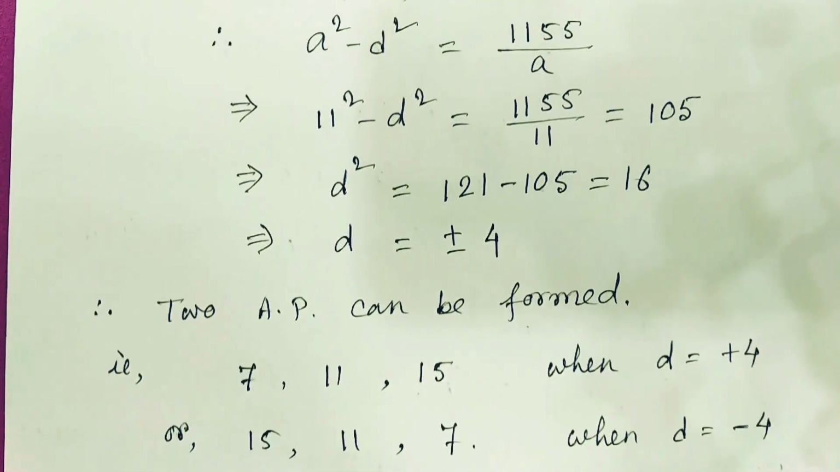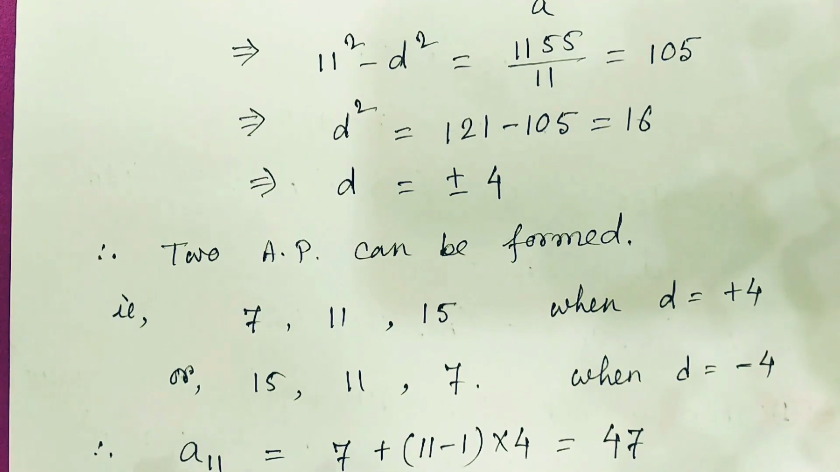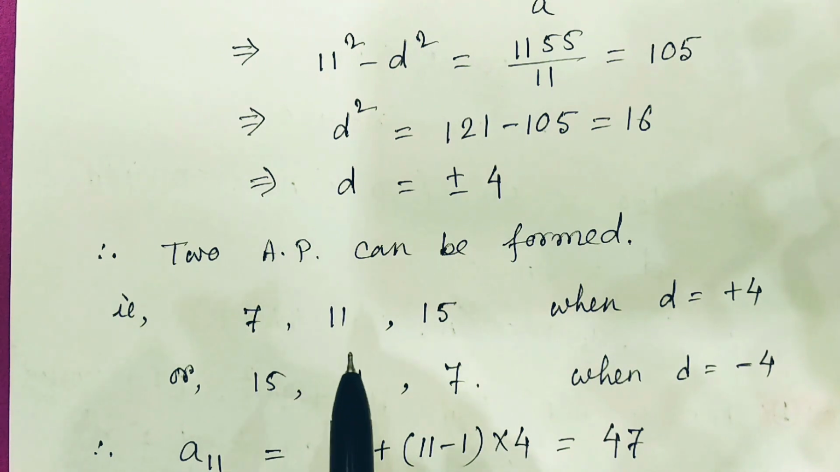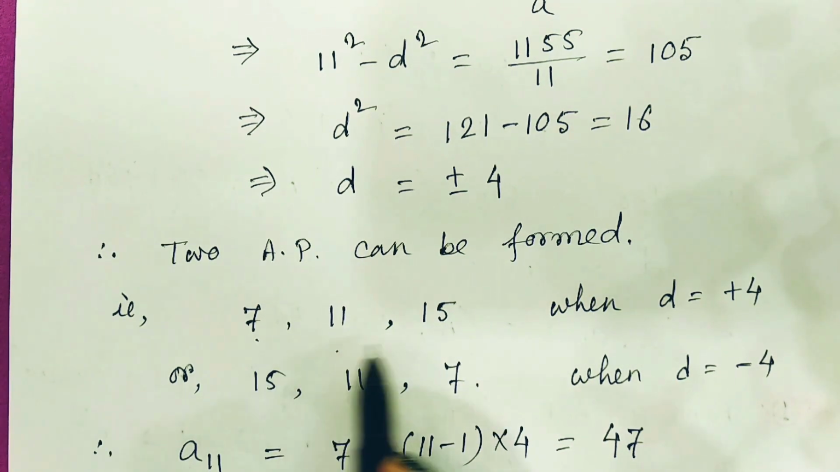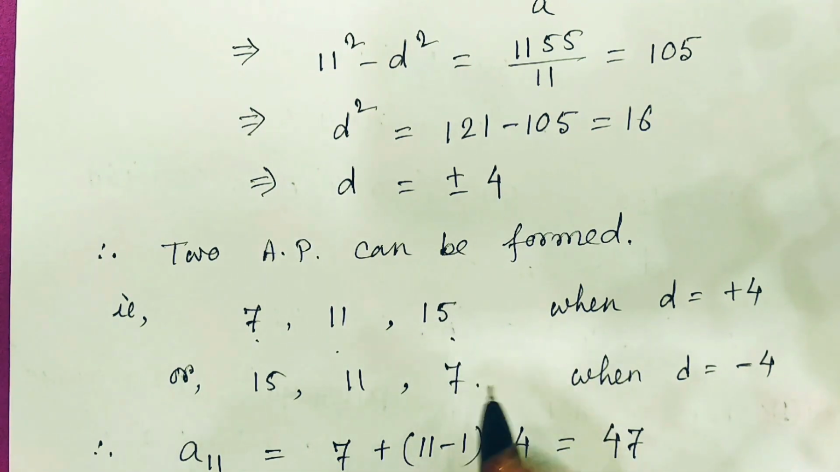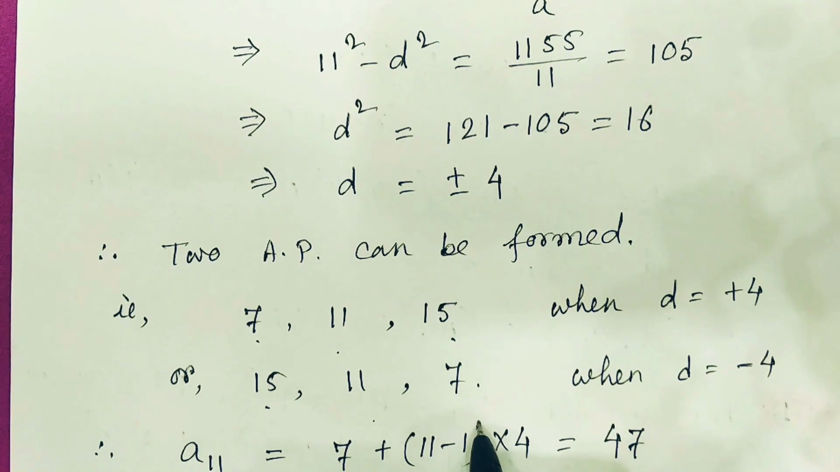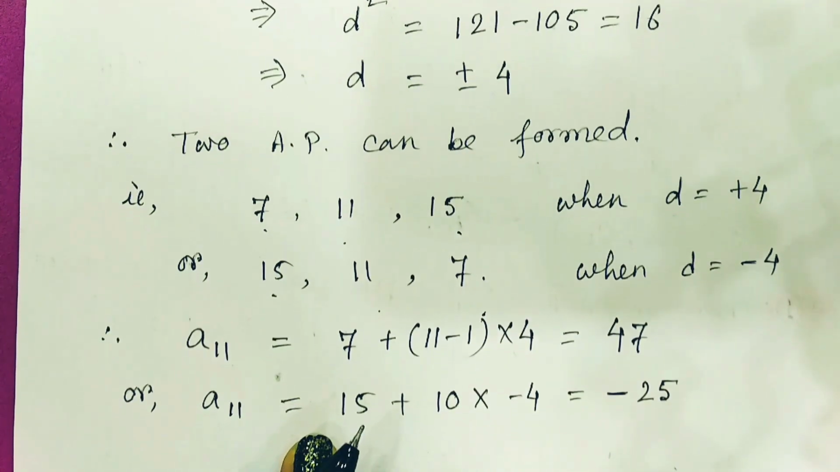According to these two values, two APs can be formed. The first one, our terms are a minus d, a and a plus d. If we substitute the d value as plus 4, then we will find it is 7, 11, 15. And when we substitute d as minus 4, the values become 15, 11 and 7. So now our requirement is the 11th term.